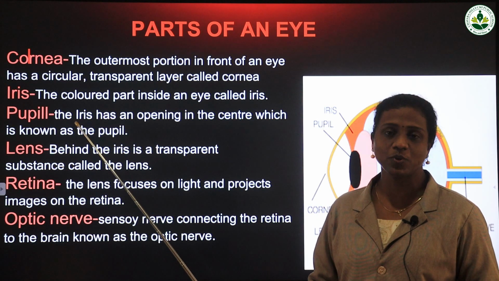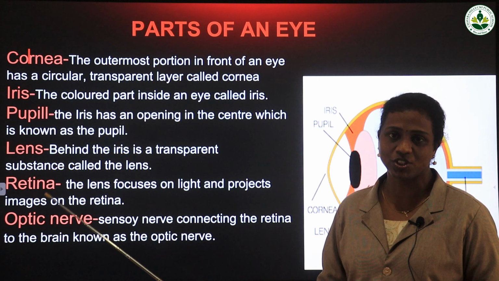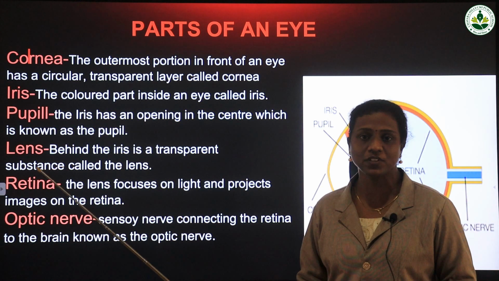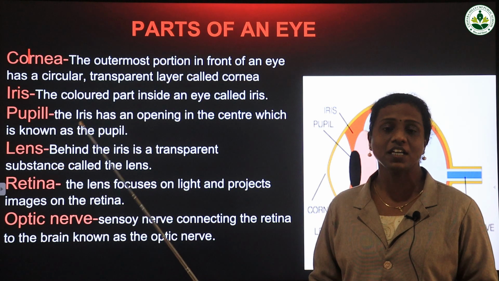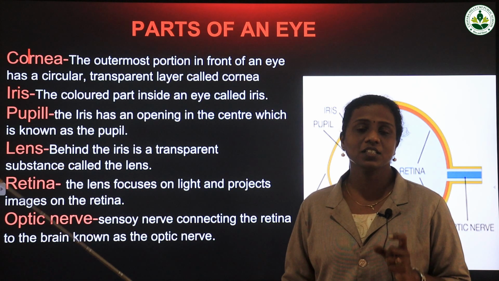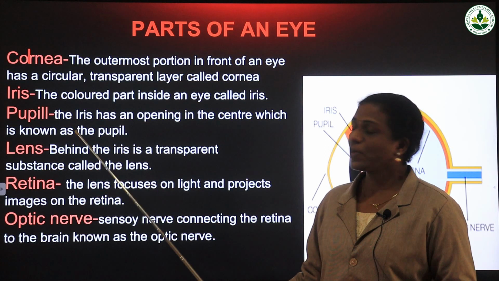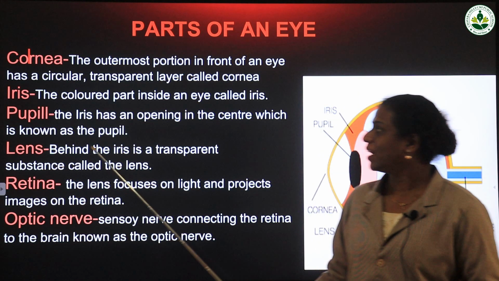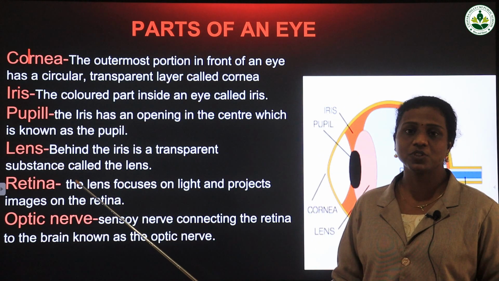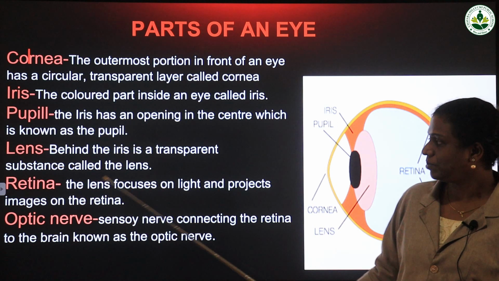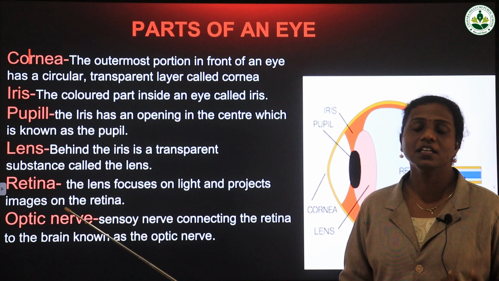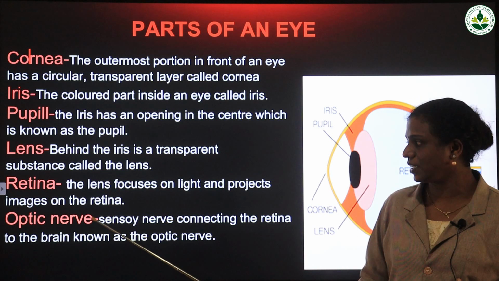Cornea is the outermost portion. It is transparent and circular in shape. The colored portion of the inner side of the eye is known as the iris. At the center of the iris, there is an opening. It is known as the pupil. Behind the iris is a transparent substance called the lens, and then the retina. The lens focuses the light and the image is formed on the retina.